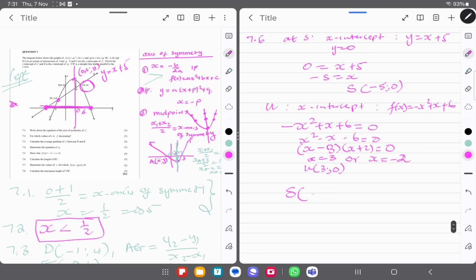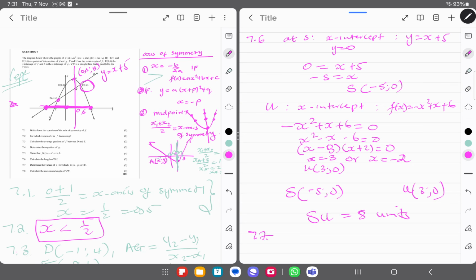So I want the distance between S, which is negative 5 and 0, and U, which is 3 and 0. From this point to there I traveled 5 units. From here to there I traveled 3 units. Therefore SU equals 8 units. That will be your distance. 7.6, I'm done.